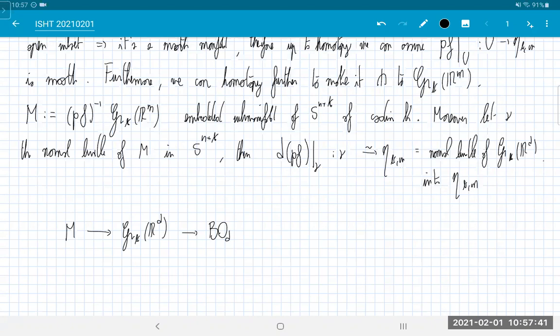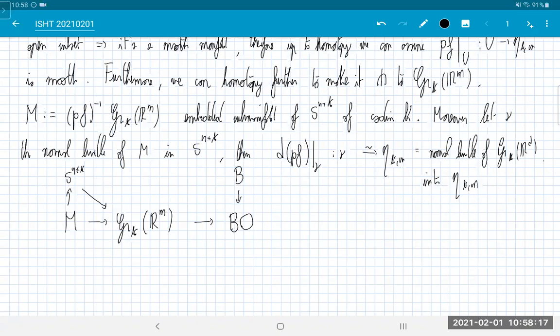And I want to claim that I have this map to the Grassmannian. S^{m+k} sits inside S^{m+k}. I have a commutative diagram like this, mapping in a very complicated way all the way to BO, and here I had B.